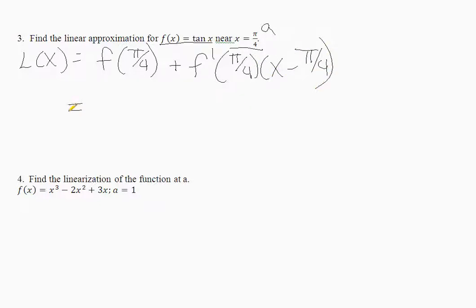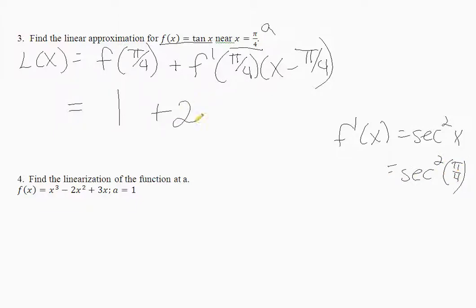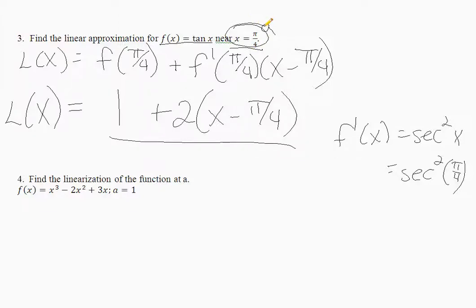Okay, so f of pi over 4 is 1. Tangent of pi over 4 is 1. Plus f prime of pi over 4. So what? Come to the side. F prime would be secant squared of x. And then you'd have to do secant squared of pi over 4. And you get 2 times x minus pi over 4. There's my linearization. It's not asking me to use it, but all that is saying is the y value of the tangent line is equal to this when I'm near pi over 4.